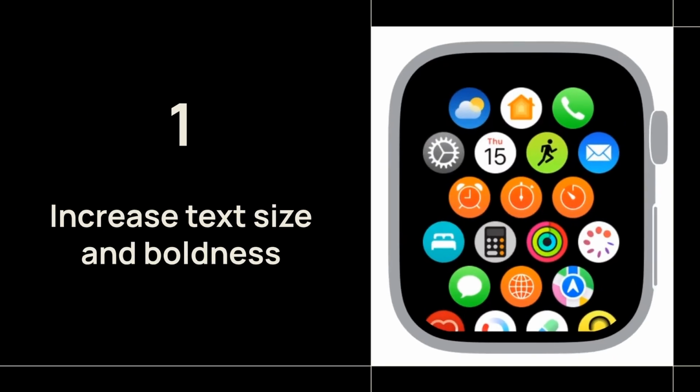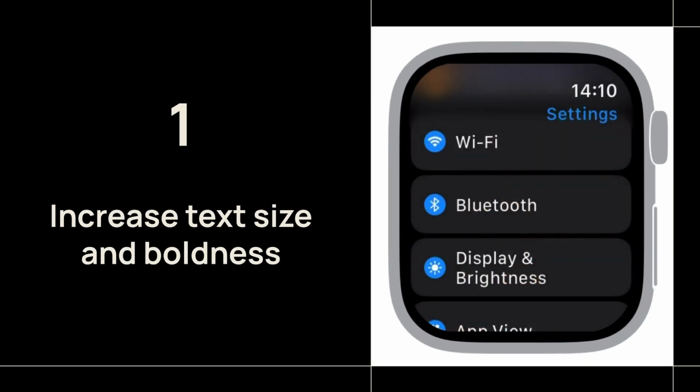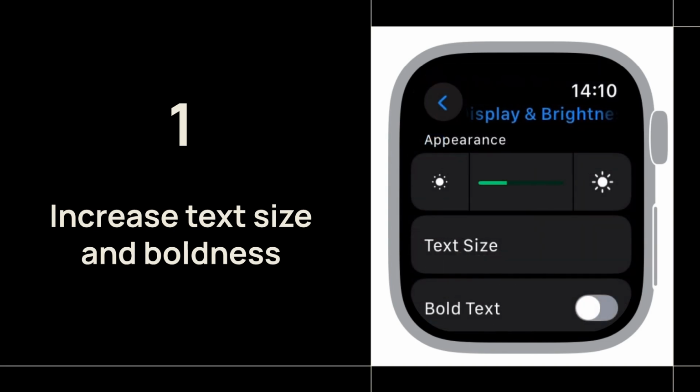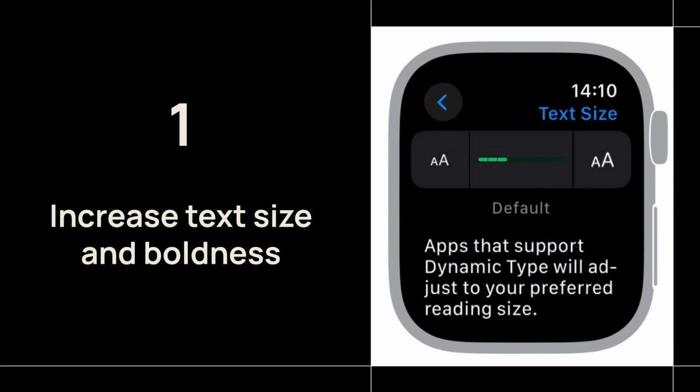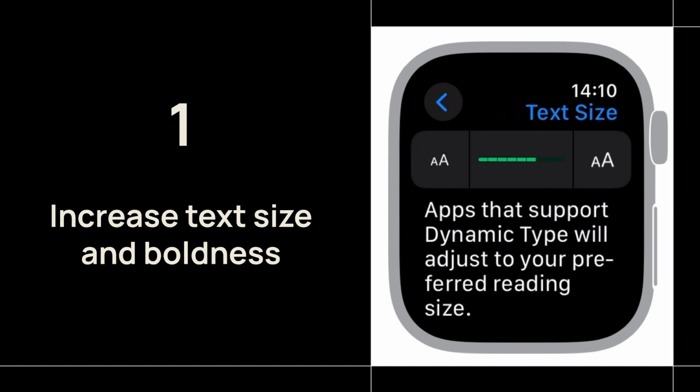Are you struggling to read the text on your watch? You can make adjustments to the text size and boldness to better meet your needs. Go to Settings, Display, and Brightness. There you can toggle bold on for better text contrast and also adjust the text size.